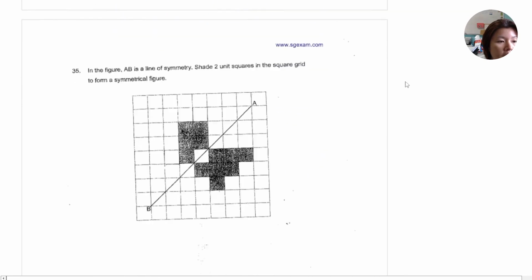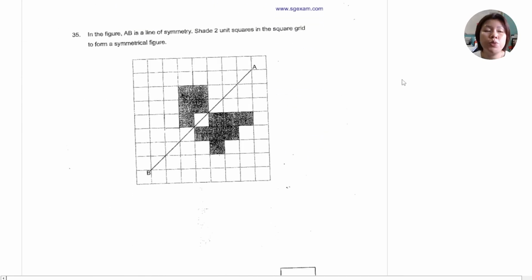Okay, let's move on. It's symmetry. Symmetry means opposite side of AB must have the same image as this side. Okay, let's do here. If you can see here and here is okay. Here and here is okay. Here and here is okay. So I'm missing this part. So let's count 1, 2, 1, 2.